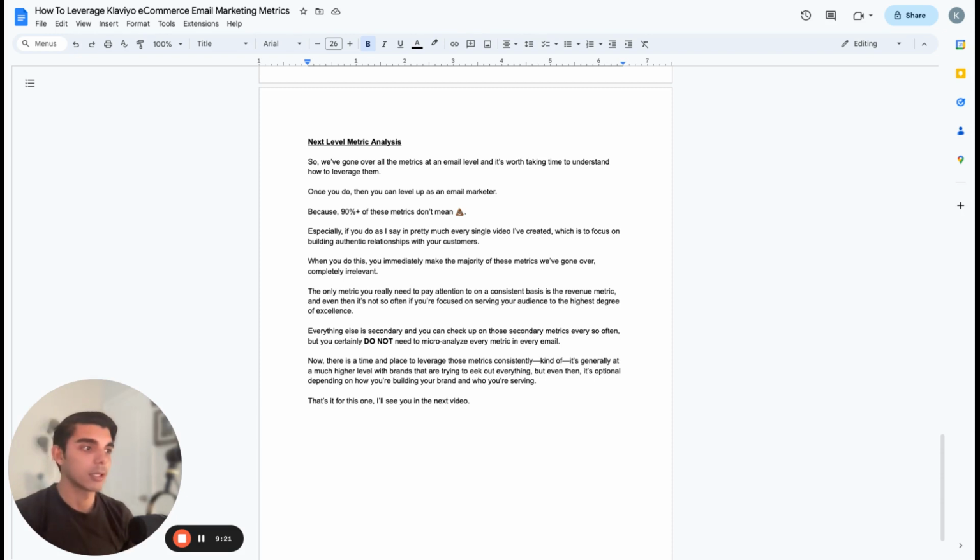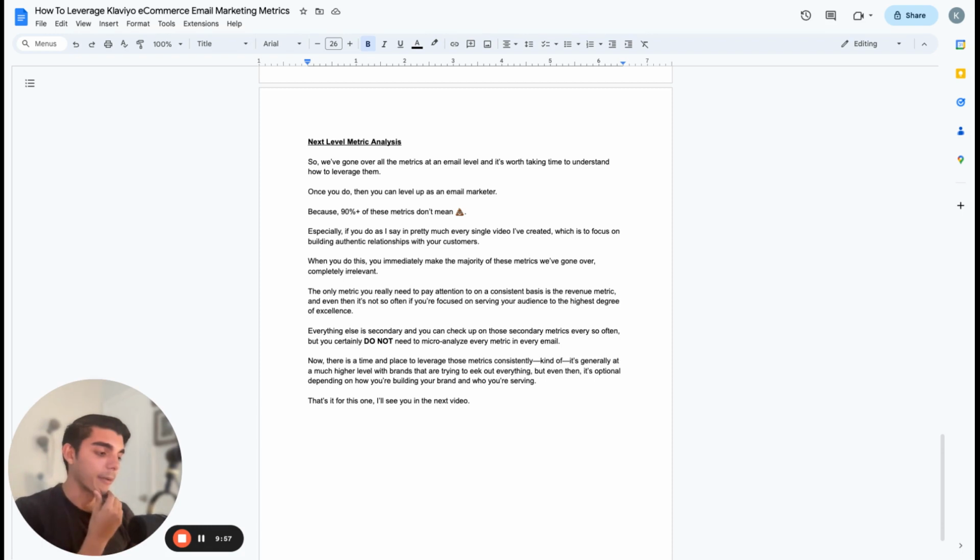And you can check up on the secondary metrics every so often, but you certainly do not need to microanalyze every metric in every email. It's just going to drive you crazy and it's going to waste your time. Seriously. Now, there is a time and place to leverage those metrics consistently, kind of. It's generally at a much higher level with brands that are trying to eke out every optimized result possible. But even then, it's optional depending on how you're building your brand and who you're serving. And even then, it could be detrimental.